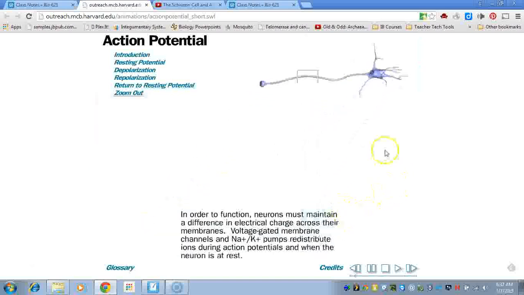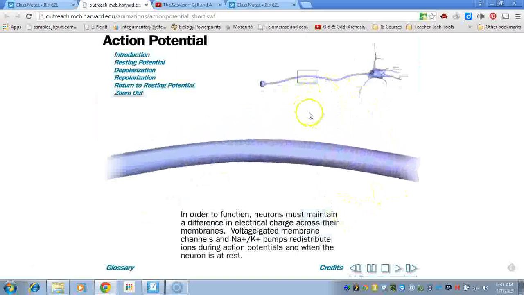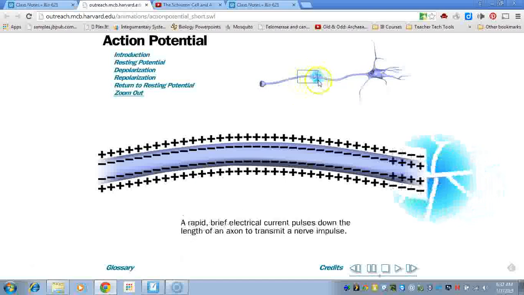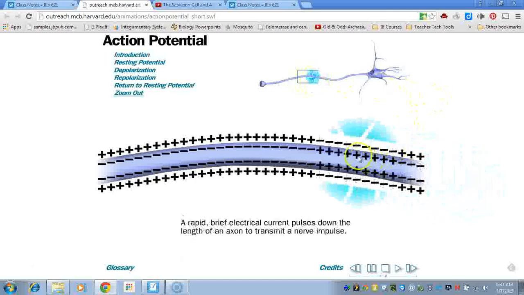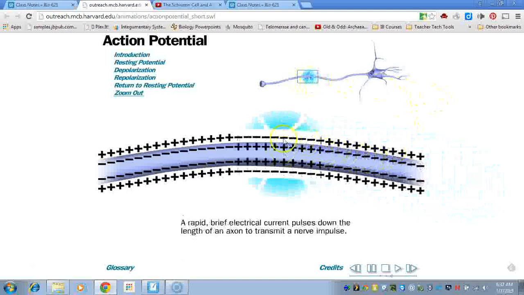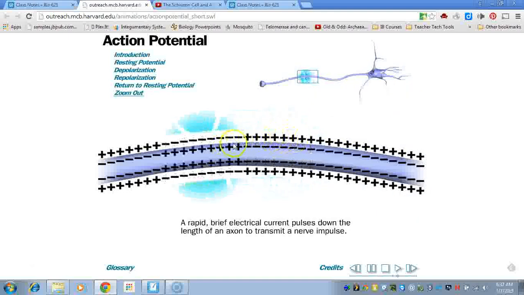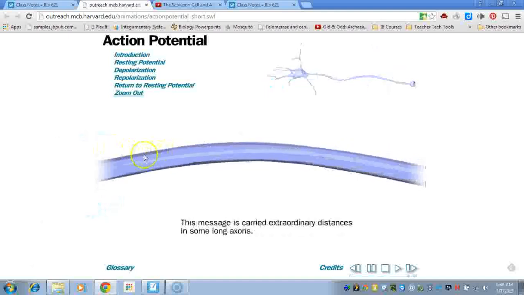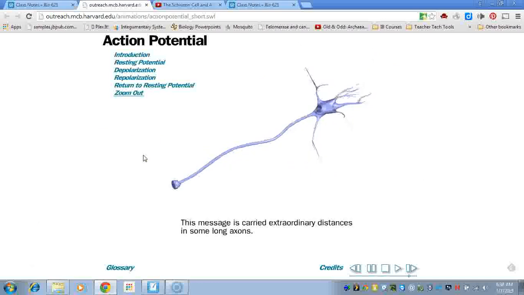Okay, so if we take that neuron, okay, here's the action potential. It's a wave of depolarization. Okay, so you can see where it's happening because it's a wave where the charges reverse. And it propagates itself, or it keeps itself going along the axon until it gets to the axon terminal.